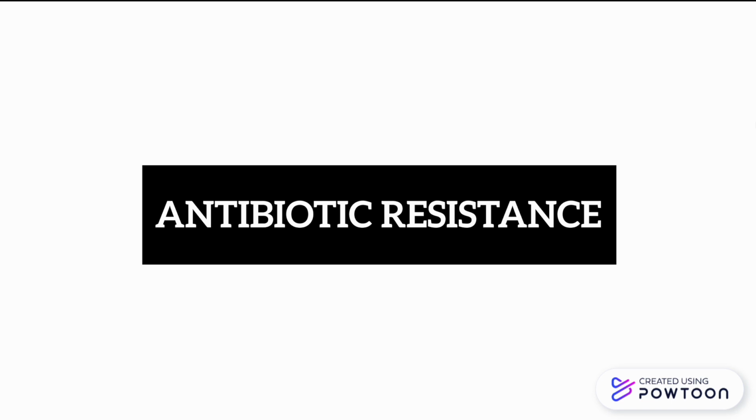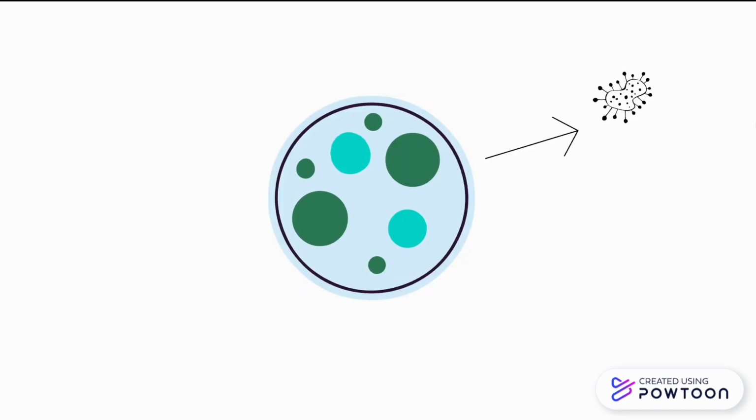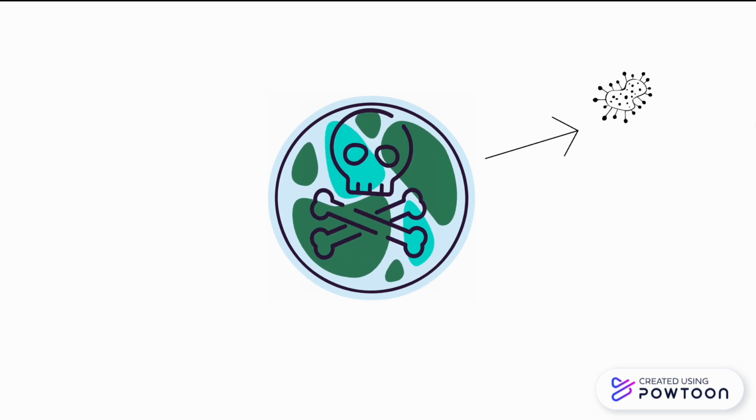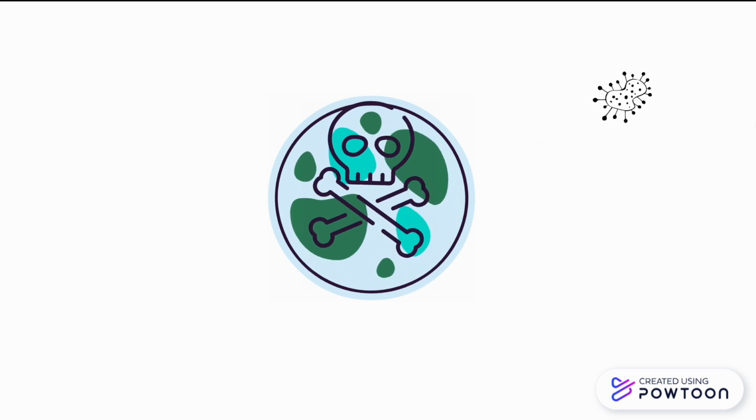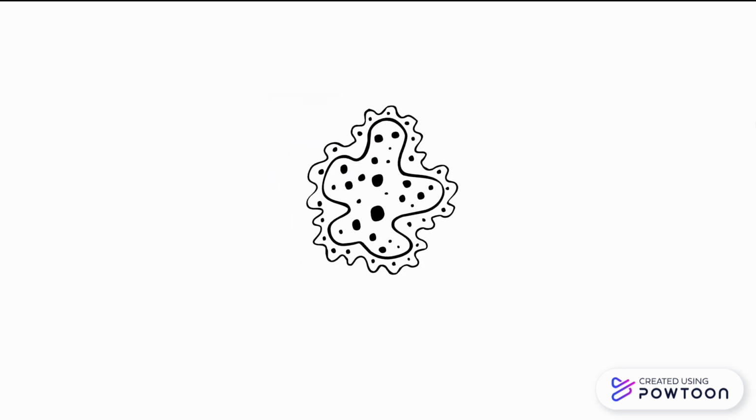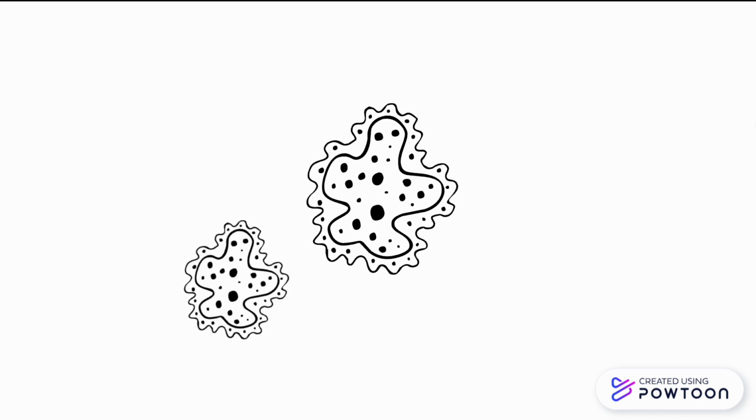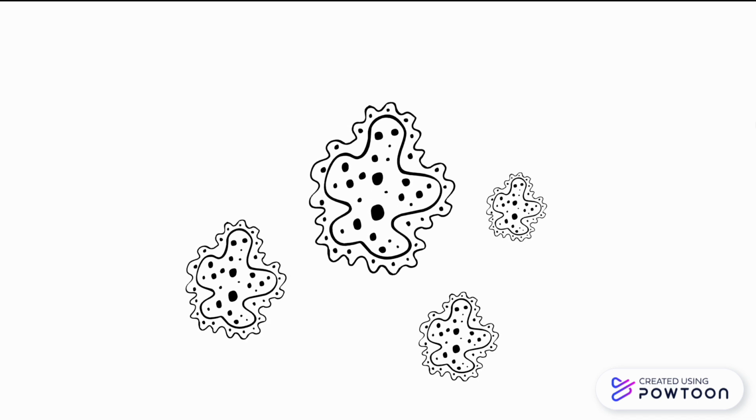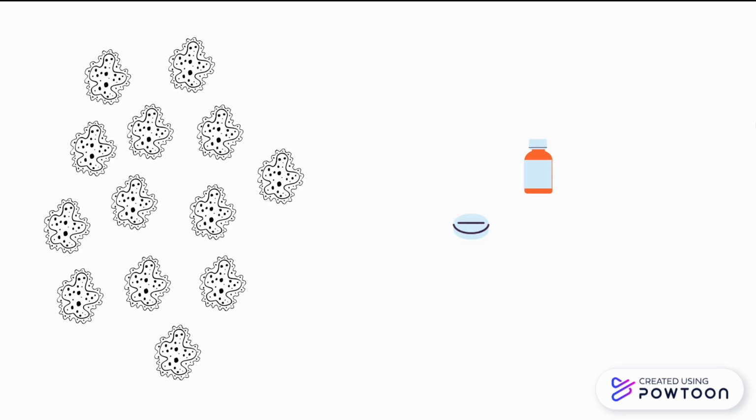Antibiotic resistance is a perfect example of microevolution that impacts our lives today. When bacteria are exposed to antibiotics, most of them end up dying. But some have mutations that allow them to survive. These resistant bacteria then reproduce, passing on their advantageous traits to the next generation. Over time, an entire population of bacteria can become resistant, making it much harder to treat infections.